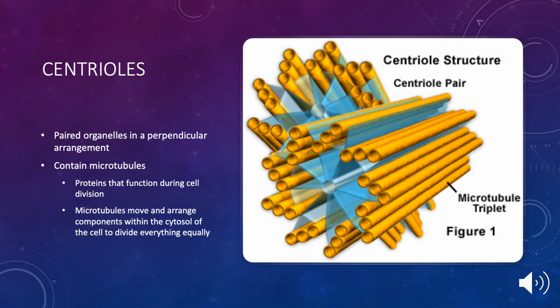Lastly, we have the centrioles. These are paired organelles that contain microtubules. The centrioles function during cell division, and this is done by the microtubules moving and arranging the components of the cell to ensure that everything divides equally.